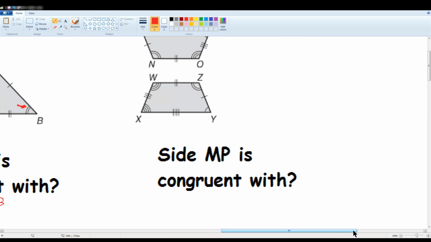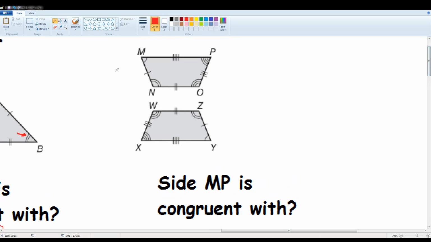All right, here we have another quadrilateral, and I want to know side MP. Side MP is congruent with what side? Side MP is congruent with side XY. And how we would write that is we would write it MP is congruent, and we put a little line over that because that's the line I'm talking about, line XY.